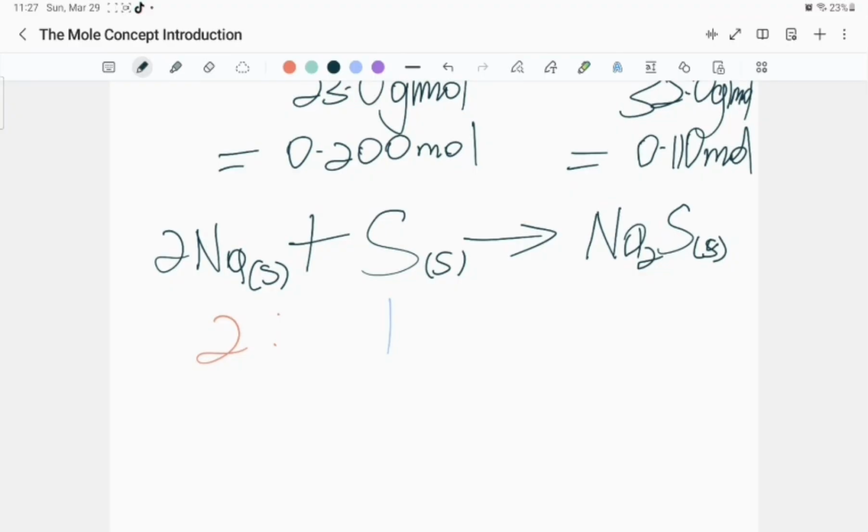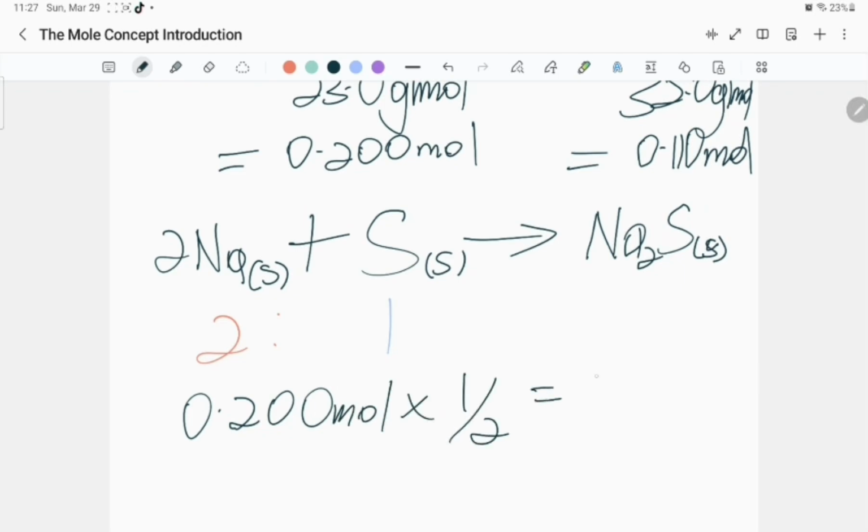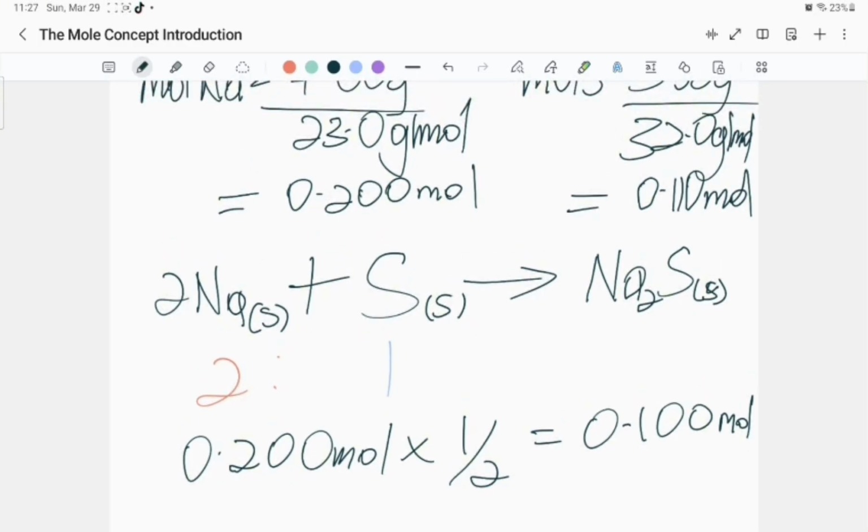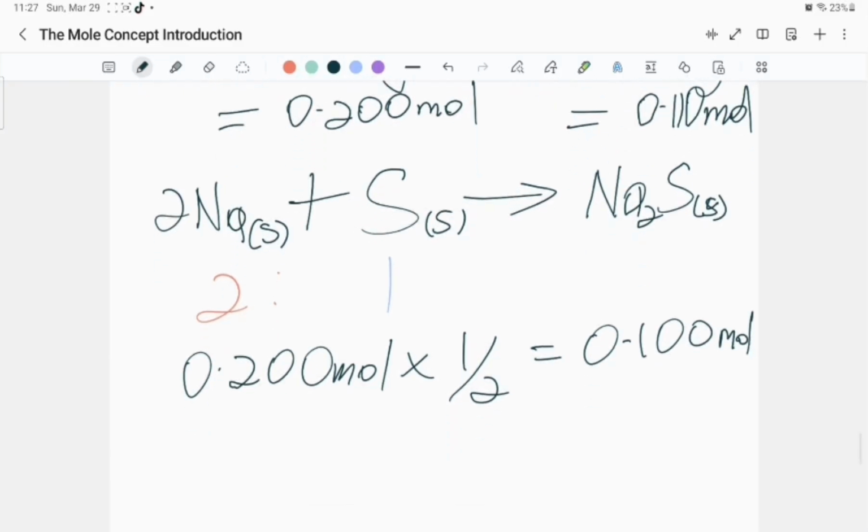Since the ratio is 2 to 1 and sodium has more moles than sulfur, for sulfur to react completely with sodium, it just needs half the amount of moles sodium has, which is 0.200 moles times a half, which will give you 0.100 moles. So sulfur only needs 0.100 moles to react completely with sodium, but we have calculated that we have 0.110 moles of sulfur.